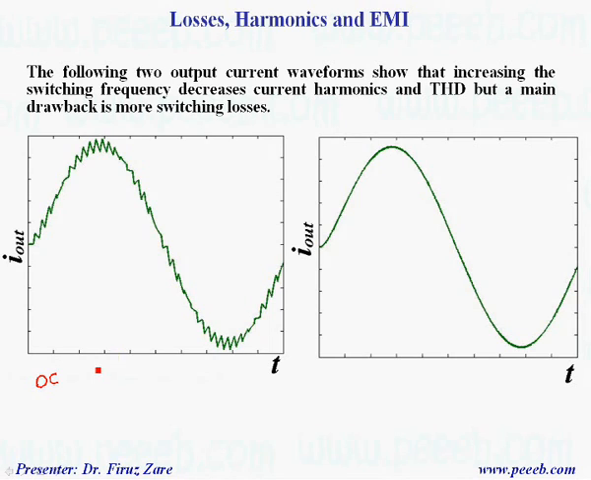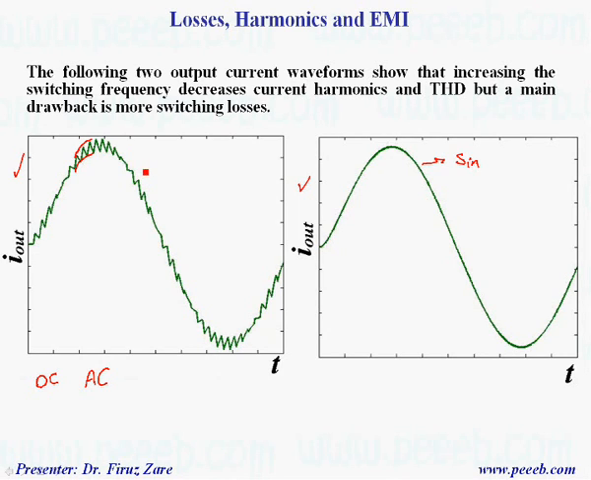Now let's consider in this slide, if the output voltage is AC, how we can control the harmonics and THD. Look at this current waveform and this current waveform. Here you can see that the ripple is significant compared to this current waveform. Here it looks like we get almost a sine wave, but here we have a sine wave plus harmonics.